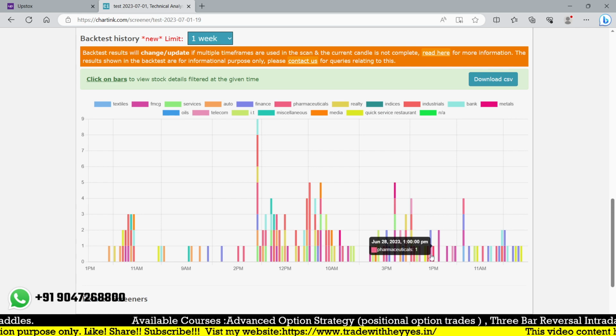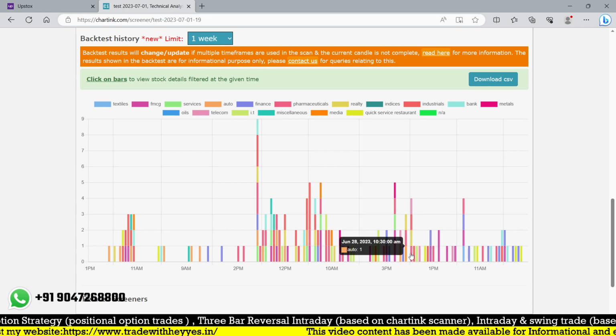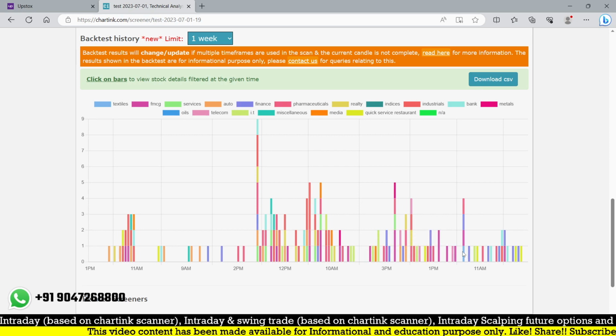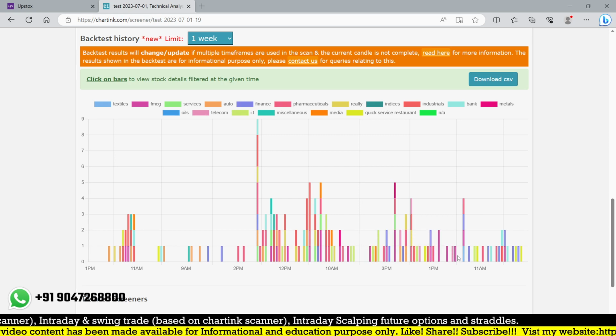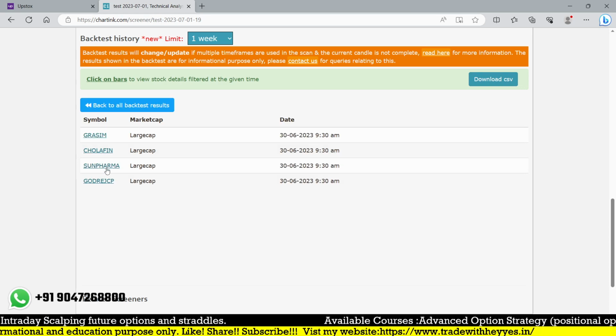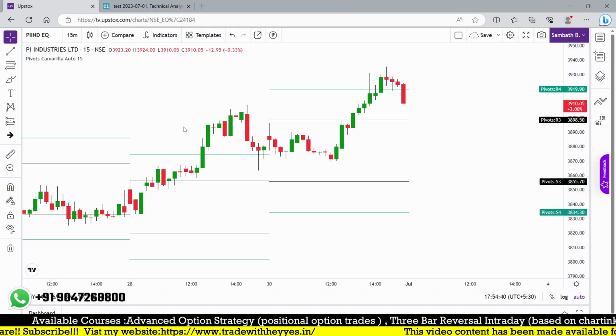So how many stocks you are getting here, but the accuracy may be very low because the number of stocks is higher. Around 9:30 we got Chola Finance and Godrej Properties. Let me go for a grassing.